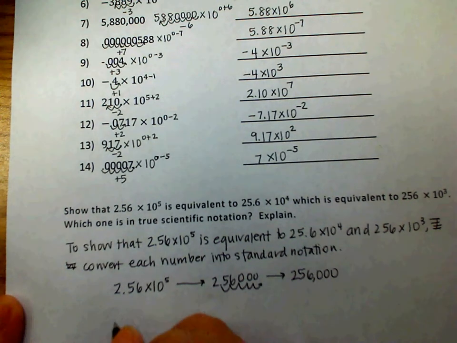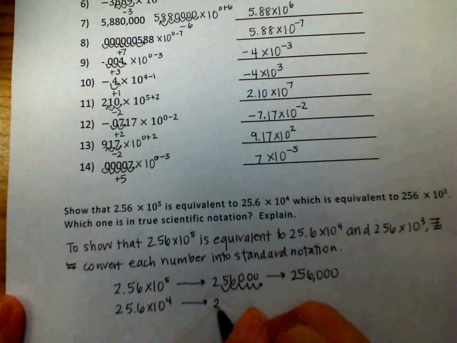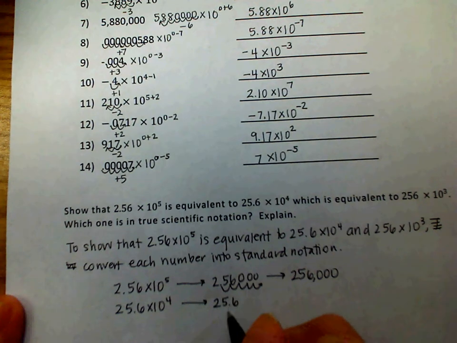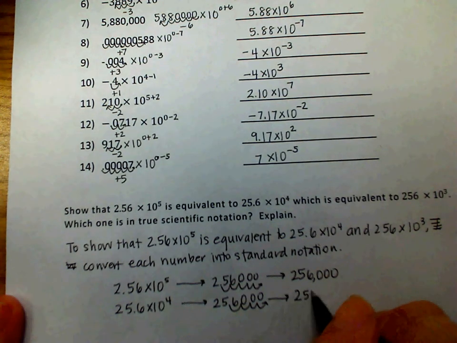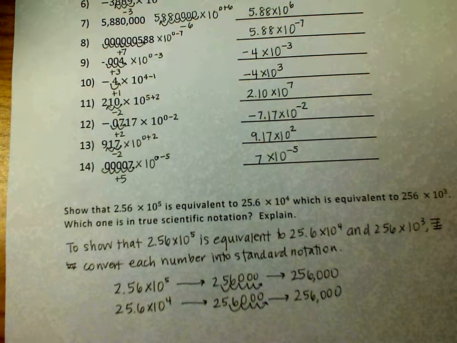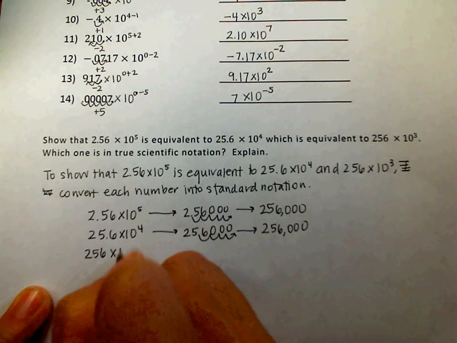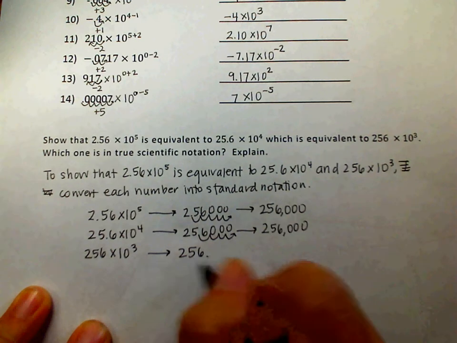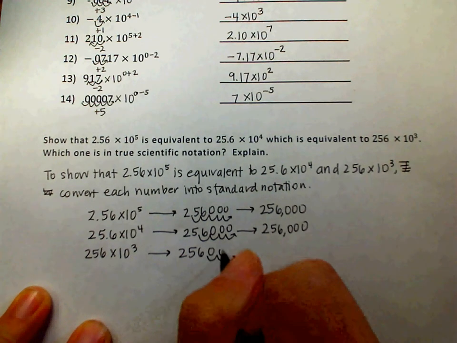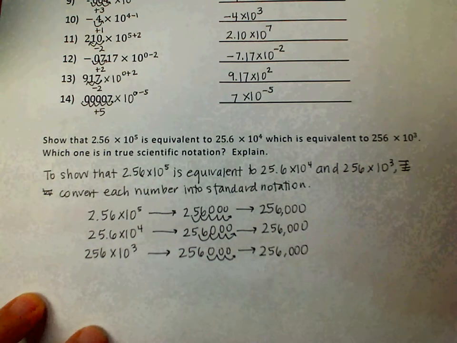And if you take 25.6 times 10 to the 4th, I'm just going to write this, 25.6, you have to go right 4, 1, 2, 3, 4, add 3 zeros, alright, so then you have 256, 1, 2, 3 zeros, okay? And if you have 256 times 10 to the 3rd to begin with, well, 256 has a decimal here, and you got to go 3 to the right, so 1, 2, 3, you're adding 3 zeros, so 256,000. So they're all the same.